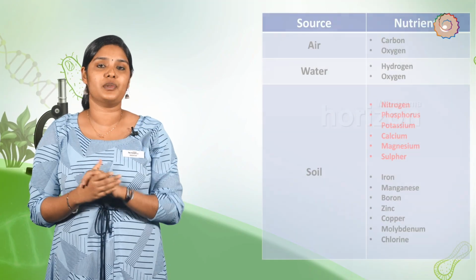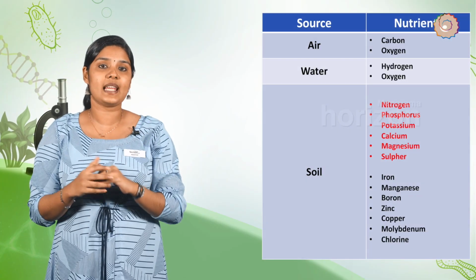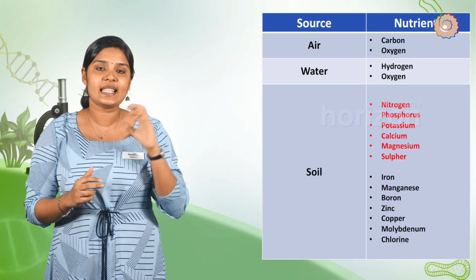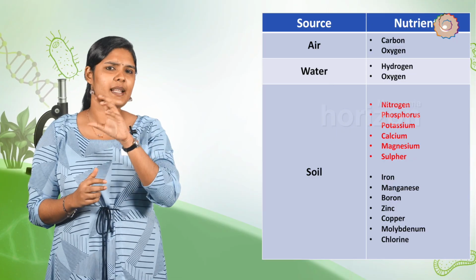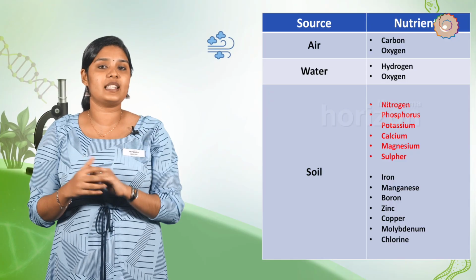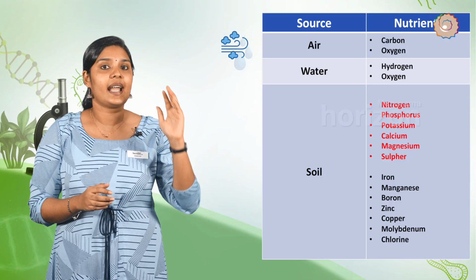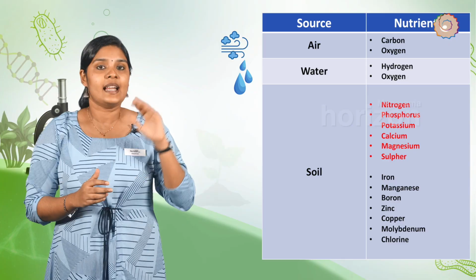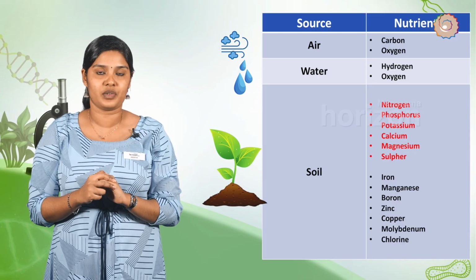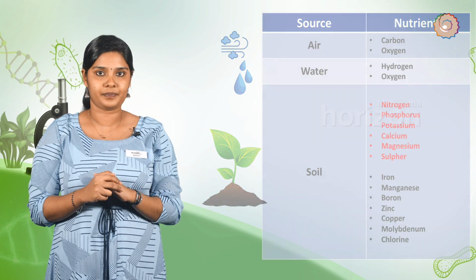Sources of plant nutrients. The plants obtain their nutrients mainly from the soil. Out of the total 16 nutrients, as many as 13 are absorbed from the soil. Carbon and oxygen are obtained from air. Hydrogen is obtained from water. Nitrogen, phosphorus, potassium and all other essential nutrients are obtained from soil.